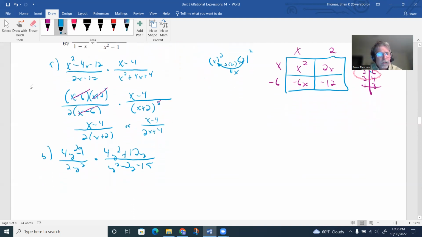Once we have it in that form, we want to factor as we can. 4y squared minus 9 is actually a difference of squares, so it's going to be 2y minus 3 times 2y plus 3. The 2y squared is really not factorable. The 4y squared plus 12y does have a GCF of 4 and a y.